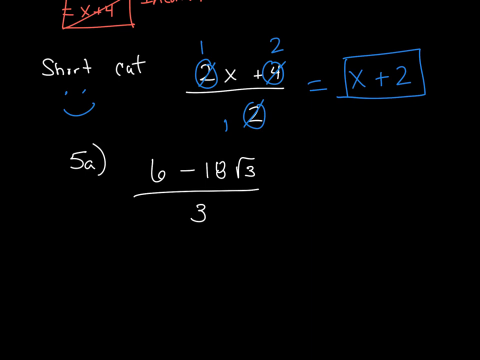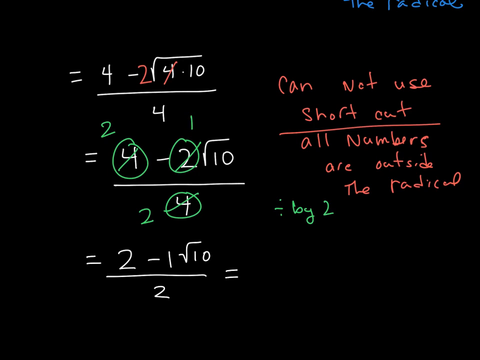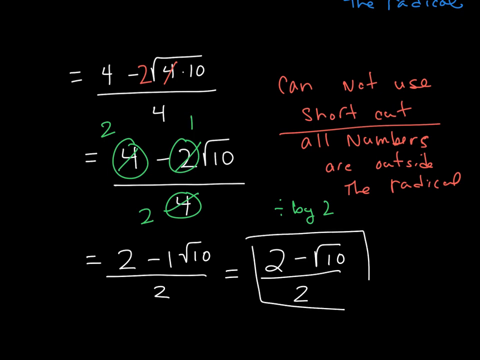I'm asking myself what number will go into the 4, the 2, and the 4. We're going to divide each of those numbers by 2. 4 divided by 2 is 2. 4 divided by 2 is 2. And 2 divided by 2 is 1. So that is equal to 2 minus 1 square root of 10 all over 2. You don't have to leave that 1 there, so that would be 2 minus the square root of 10 all over 2 for that final answer.